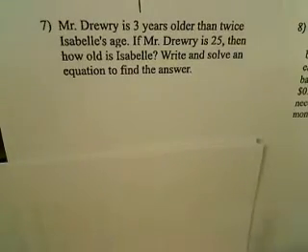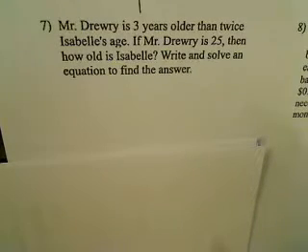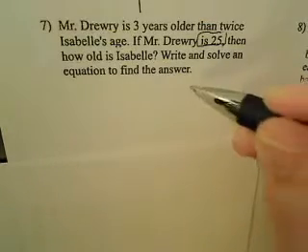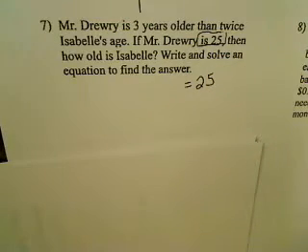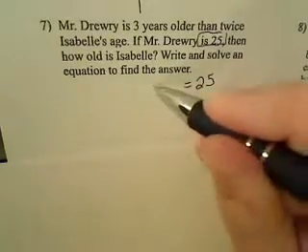Okay, here we go. Mr. Drury is 3 years older than twice Isabella's age. If Mr. Drury is 25, then how old is Isabella? Write and solve an equation to find your answer. Okay, the part that says he is 25, "is" means we're going to do equal. So this problem's going to be equal to 25. All right, it says that Mr. Drury is 3 years older, so I'm going to put a plus 3.